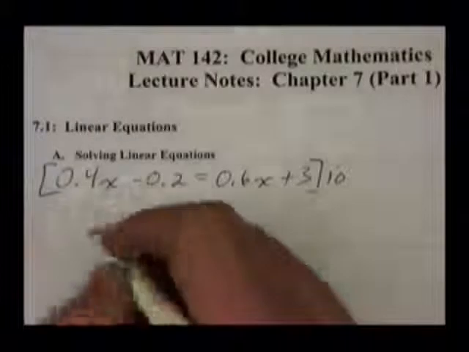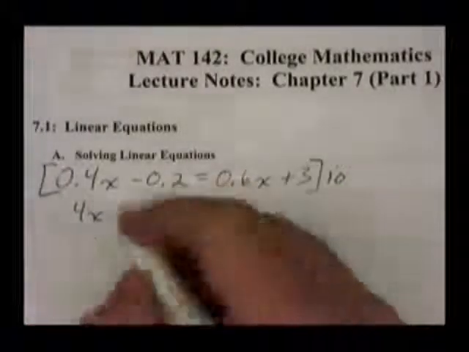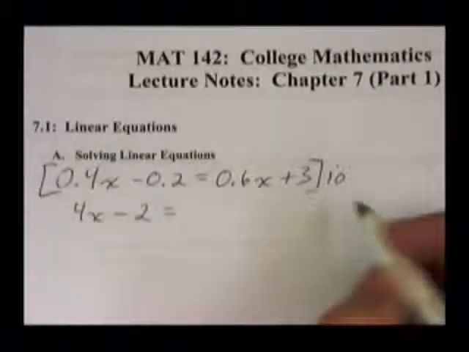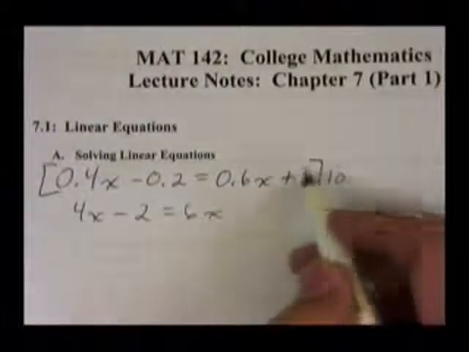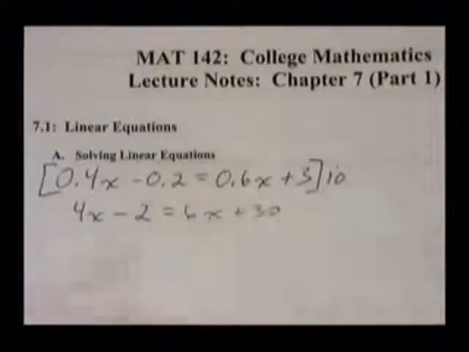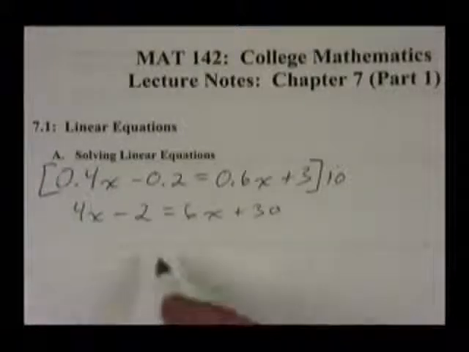So 10 times 0.4x will give me 4x. 10 times minus 0.2 will give me minus 2. 10 times 0.6x will give me 6x. And 10 times 3 will give me 30. Now I'm going to try and get all the x's on one side, and it doesn't matter which side you go to. You can go to either one side or the other.